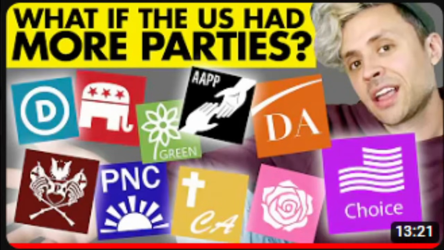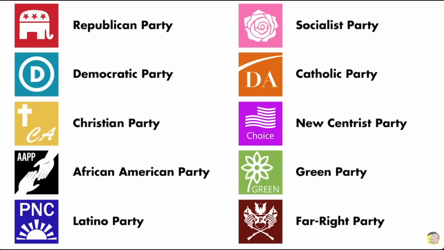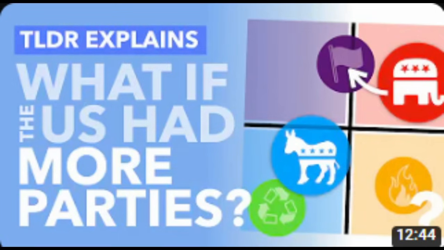And most thought experiments on what a multi-party America would look like use some sort of threshold. In J.J. McCullough's video, he uses Israel's 3% threshold to speculate what it would look like, which leads him to create a 10-party America. Others use a more strict 5% threshold, like Germany, which tends to look like a 5 or 6-party America, like in TLDR's multi-party America video.